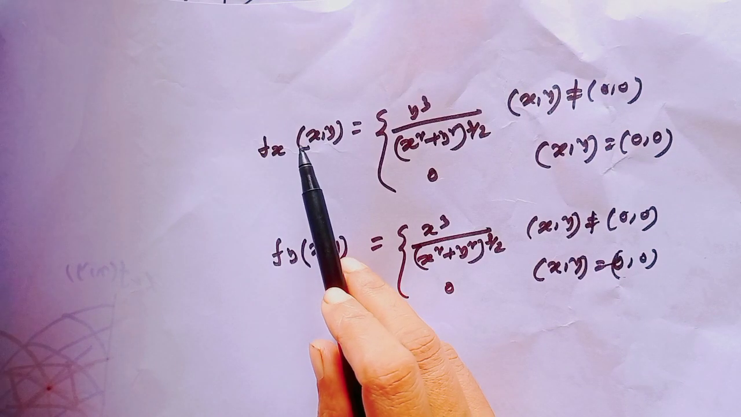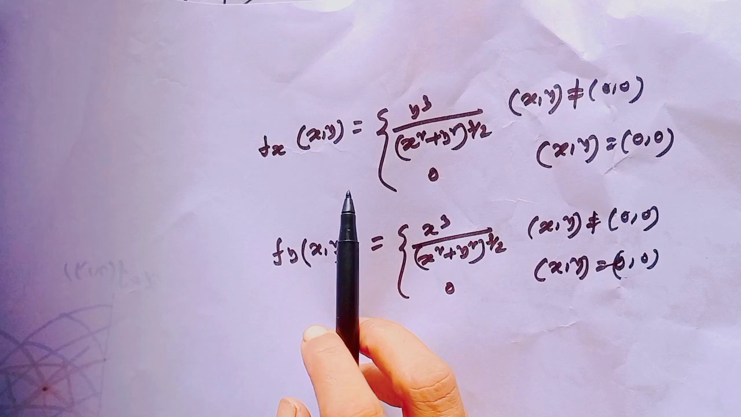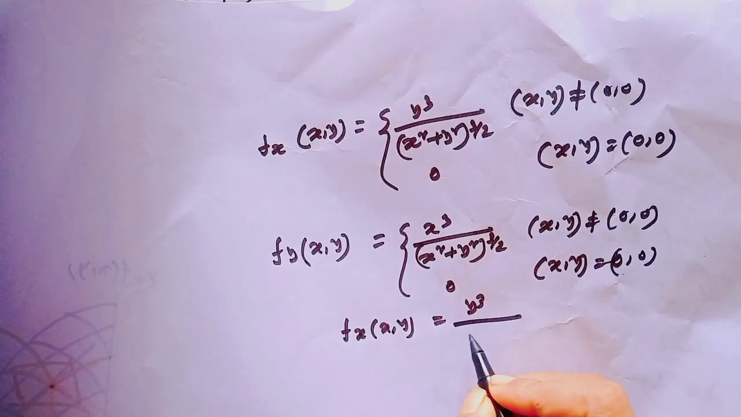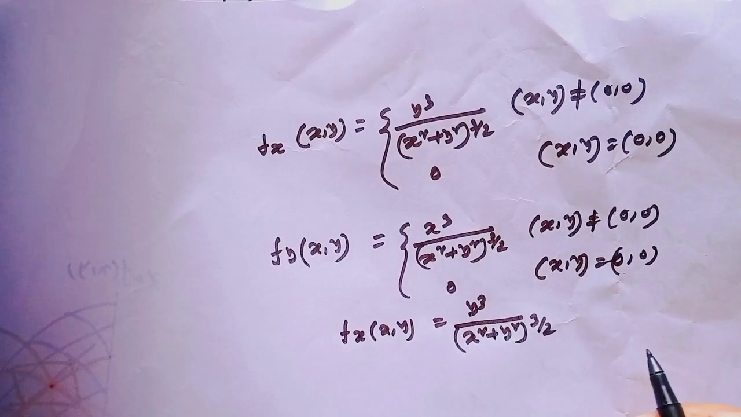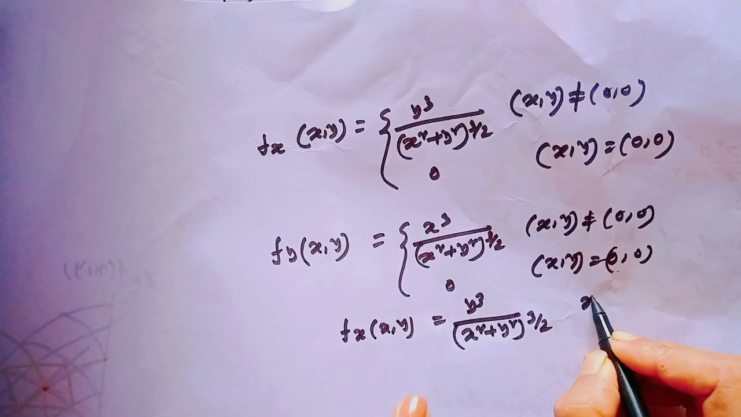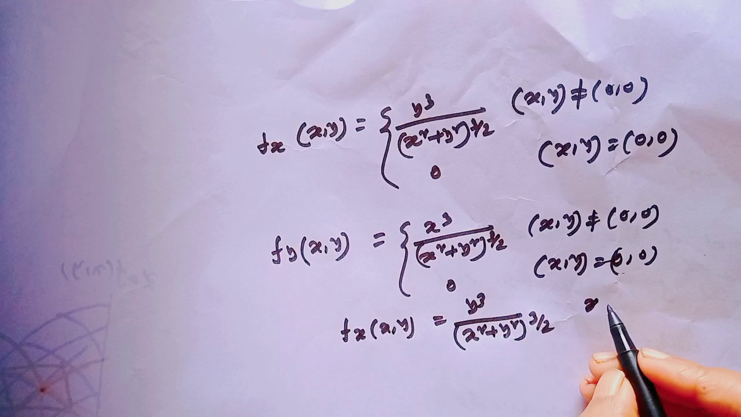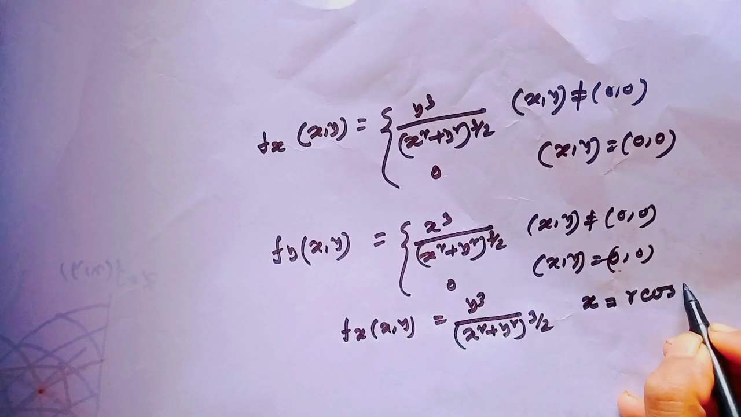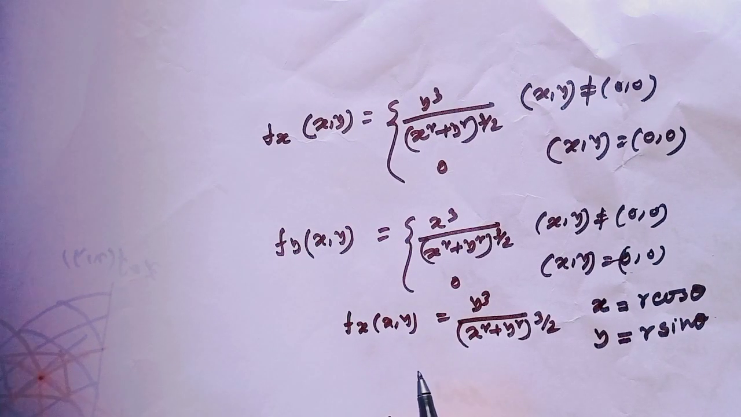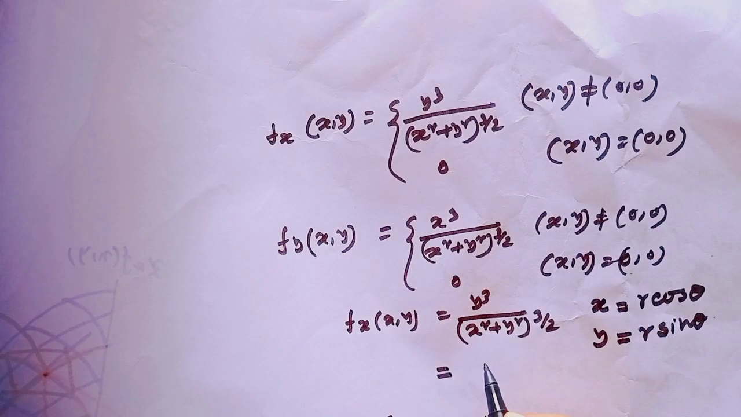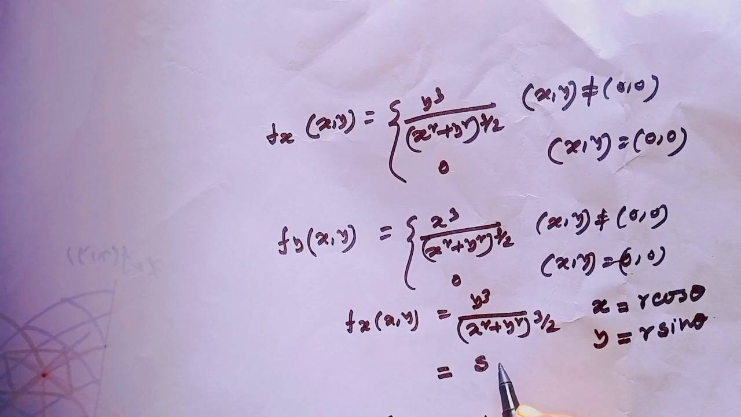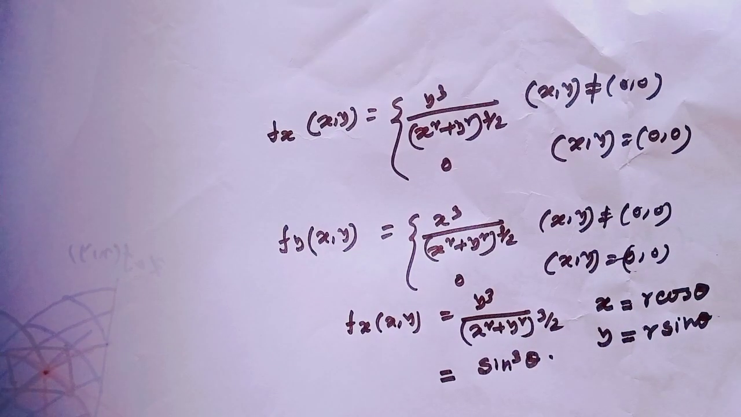Now let's check the continuity of this function f of x and f of y. At first consider f of x at (x, y) equal to y cube over (x square plus y square) to the power 3 over 2. For this, we all know, with this type of expression, to check continuity, we have to put x equal to r cos theta and y equal to r sin theta. Then this function would be replaced in polar coordinates. And if you put this value, then this would be sine cube theta.